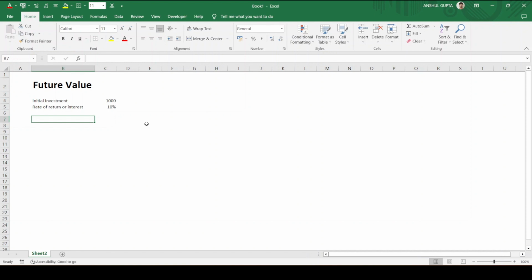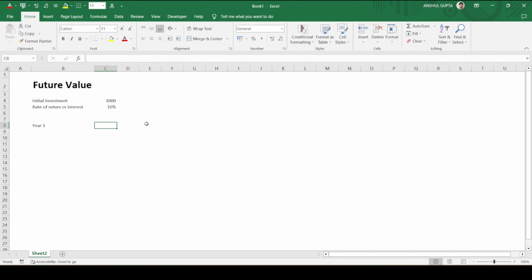That value of 1,000 rupees after 1 year is considered as the future value of the initial investment, that is 1,000 rupees in our case, considering the rate of return or the interest component, that is 10% in our case. So how can we calculate that value after 1 year? Let's write in year one.